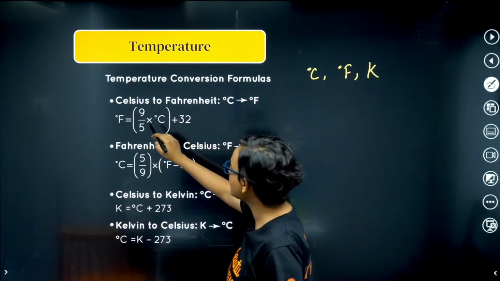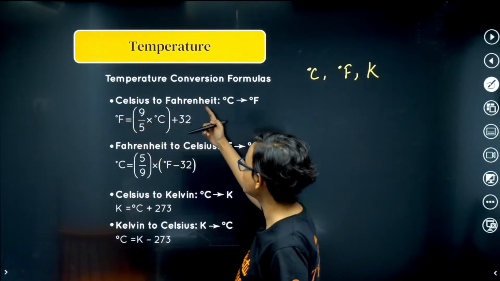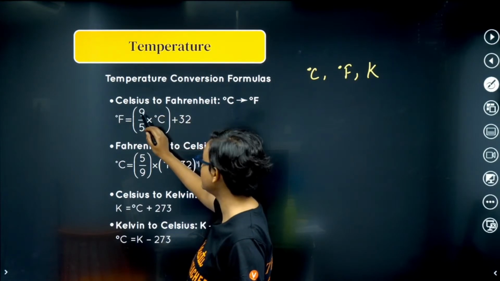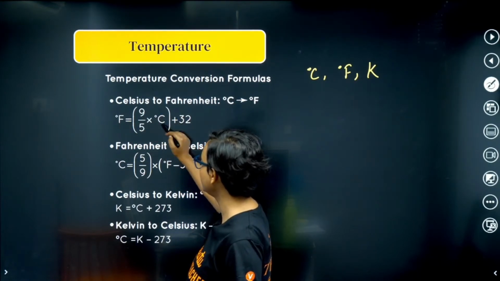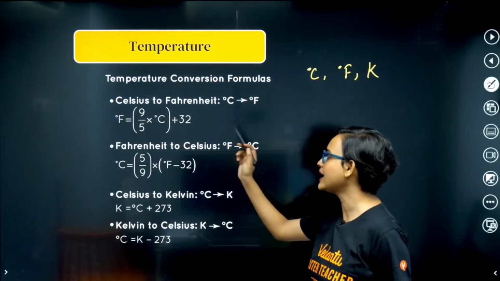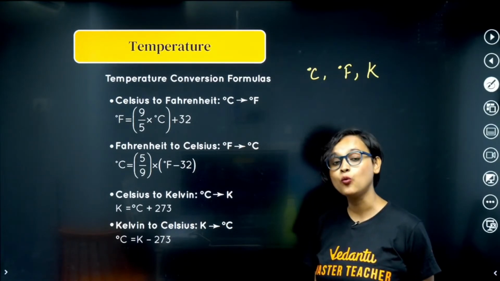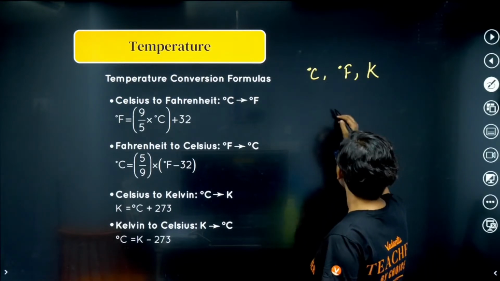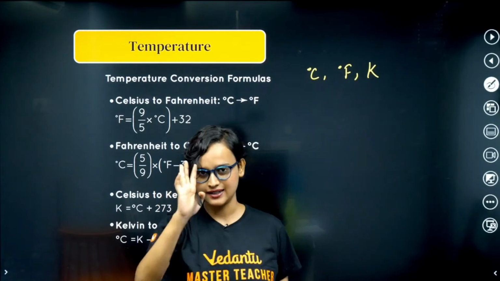If you have temperature in degrees Celsius and you want to convert it into Fahrenheit, then what you have to do is multiply it by 9 by 5 into degrees Celsius plus 32. Now you will ask me, ma'am, where does this number 9 by 5 come from? Let me tell you. Let's understand this.